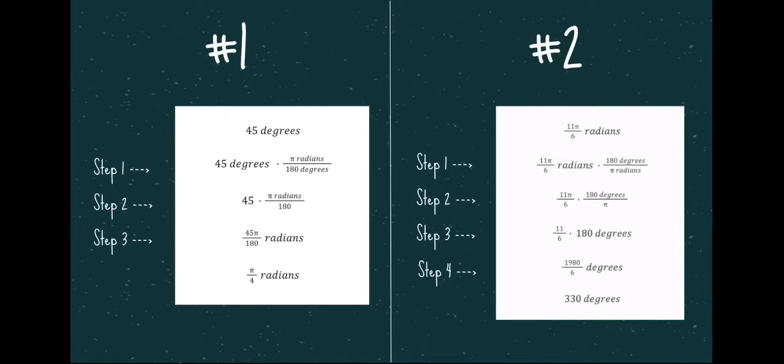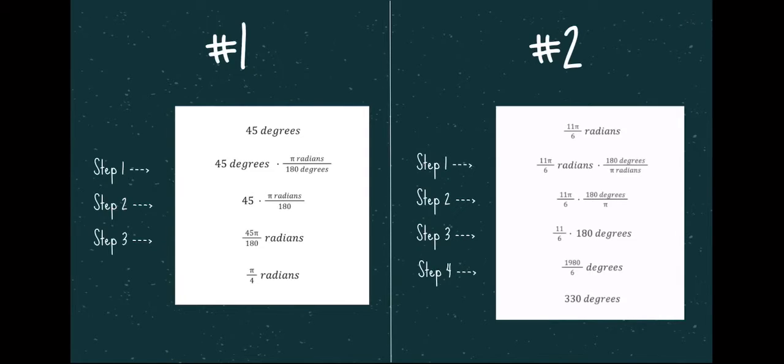The degrees cancel, leaving you with 45 multiplied by pi over 180. Once you multiply, it is 45 pi over 180. So the final answer is pi over 4 radians once simplified.